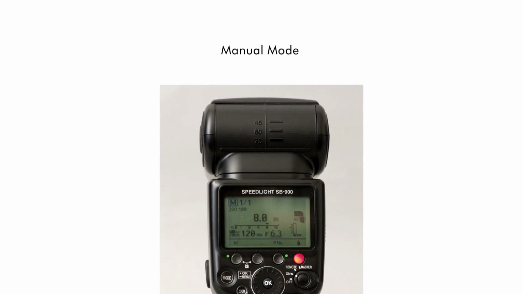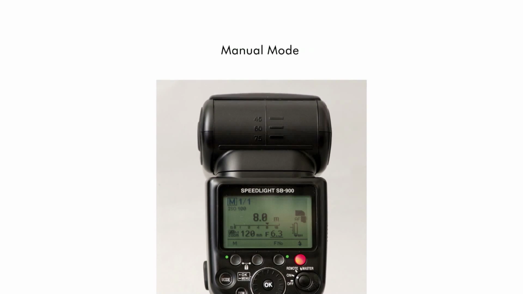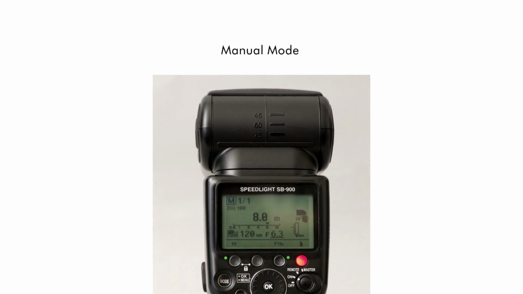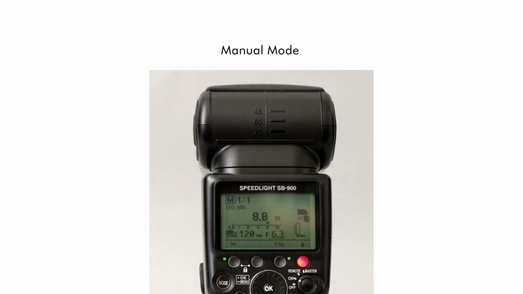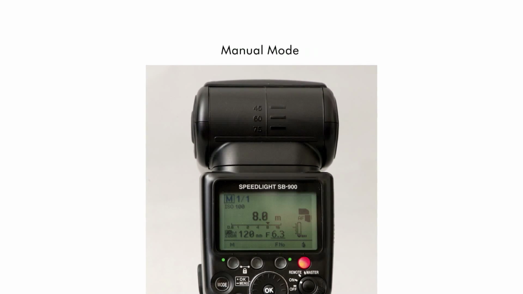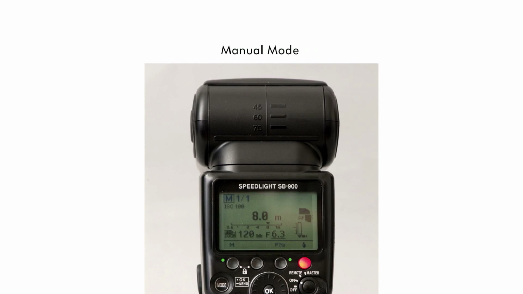In manual mode, you choose the flash power output and the aperture. Power levels on Nikon speedlights range from full power to 1/128th power. Once you have your aperture, ISO, and zoom position set, a Nikon flash LCD will give you the distance your subject needs to be from the flash for a proper exposure.